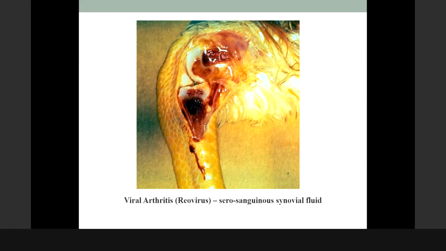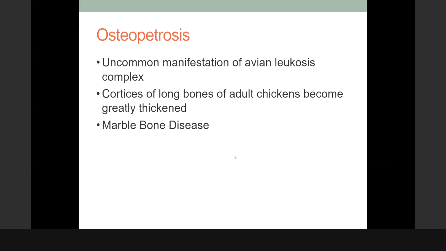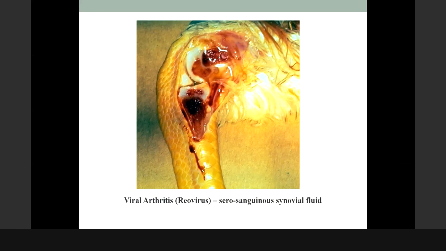This is again arthritis, serous-gangrenous synovial fluid in this area. If you open the swollen joint, you'll see a lot of fluid inside. Due to reovirus. To diagnose it, you may want to send for PCR, and you can also do virus isolation.